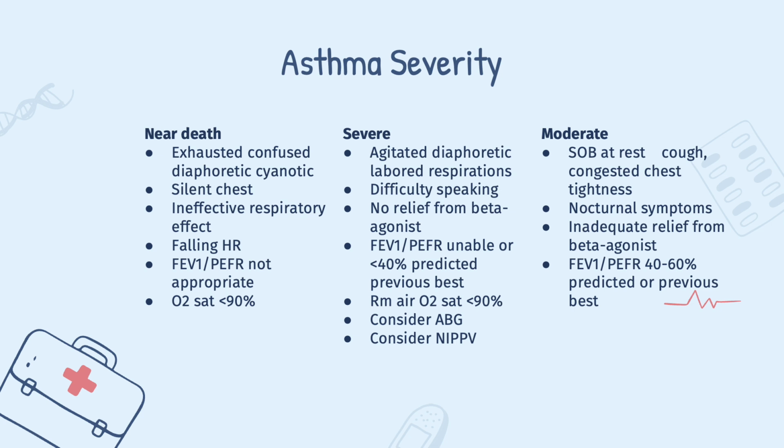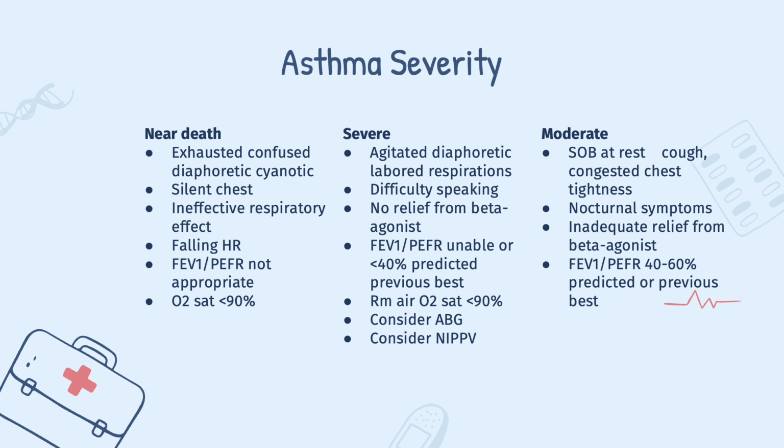In severe, patients are hunched, agitated, gasping for air, diaphoretic. They'll have labored respirations and difficulty speaking. They're not getting any relief from our beta agonists. Sats are less than 90%. This is the time we really need to think about doing an ABG, as well as using non-invasive positive airway ventilation, so our BiPAP and CPAP.